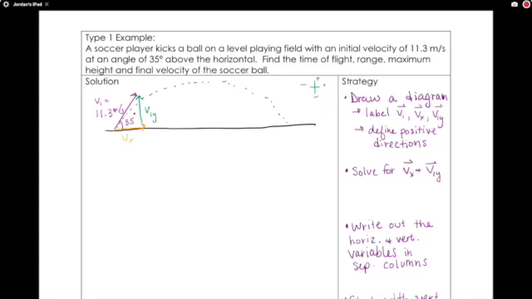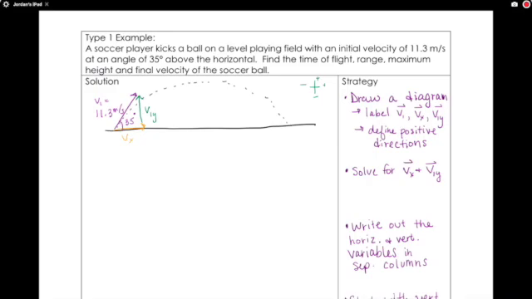These are notes over a type 1 example. So type 1 is, just as a reminder, a flat ground over flat ground. Okay, so for the problem, a soccer player kicks the ball on a level playing field with an initial velocity of 11.3 meters per second at an angle of 35 degrees above the horizontal. Find the time of the flight, the range, the maximum height, and the final velocity of the soccer ball.